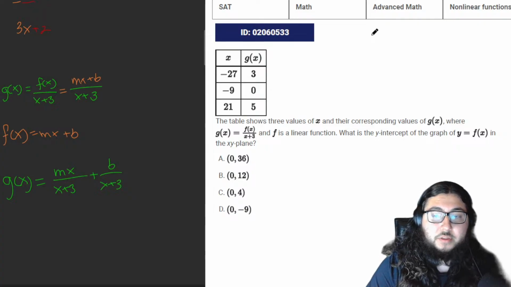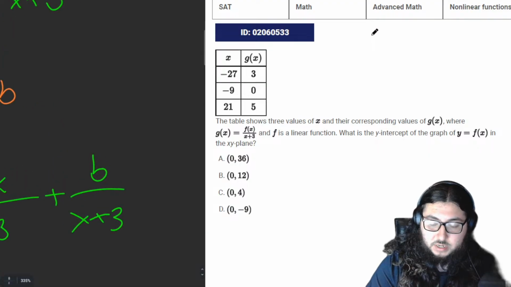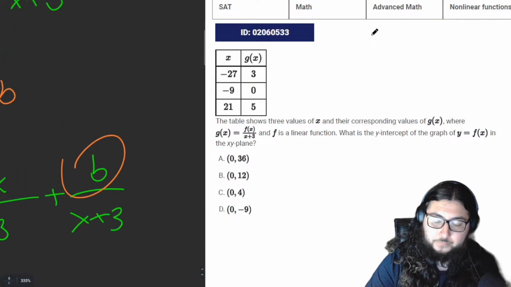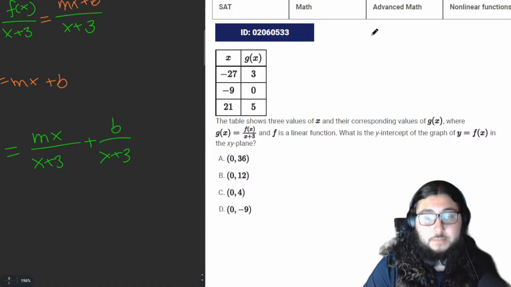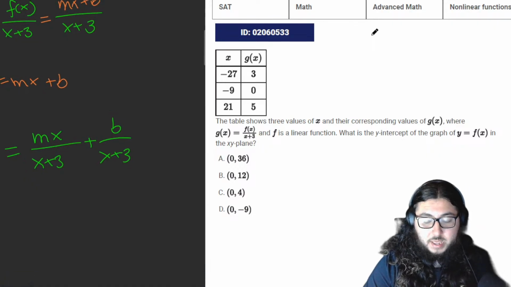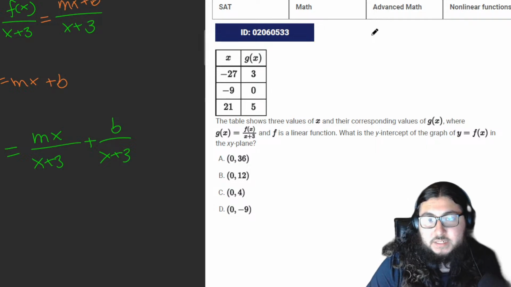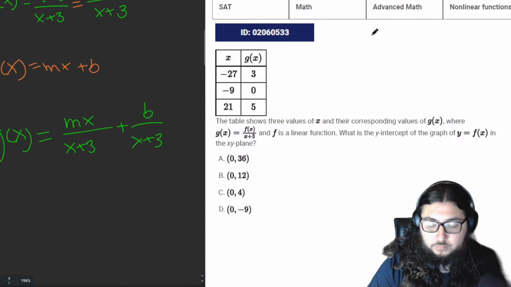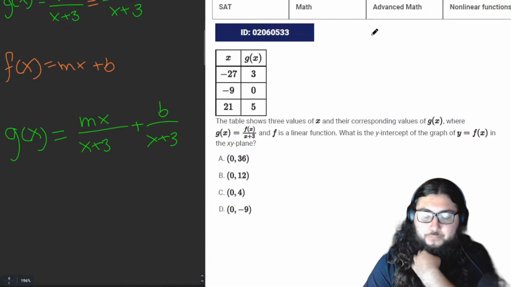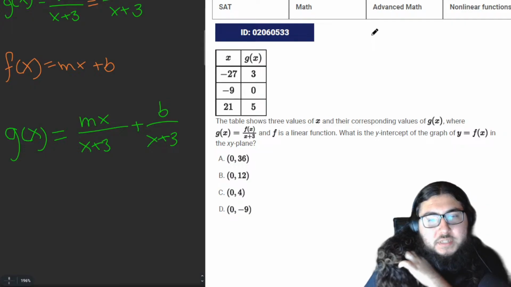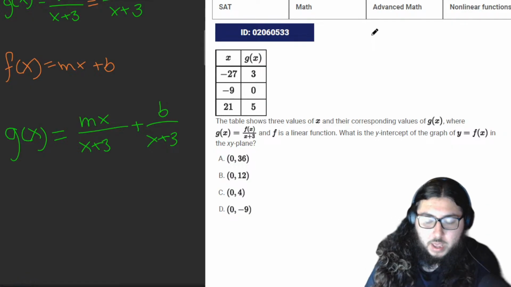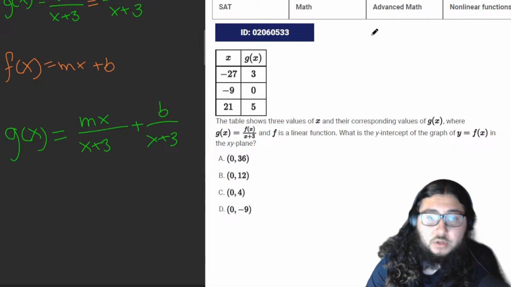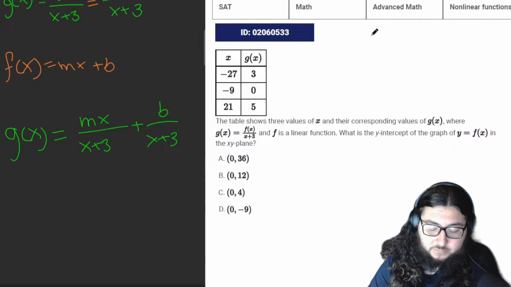And it's asking us about the y-intercept of the graph y equals f of x, which is just the value b. So that's our ultimate goal, to determine the value b. But first, we have to determine m. That's tough, but we can do it. So we can set up a system of equations, actually, to determine m and b. So first, let's do 0 and -9.